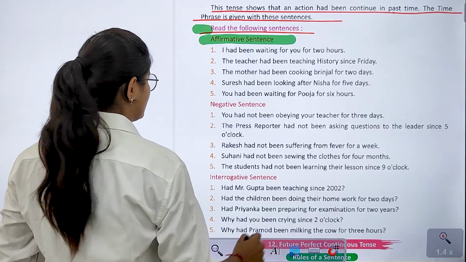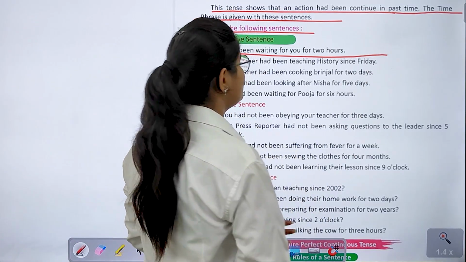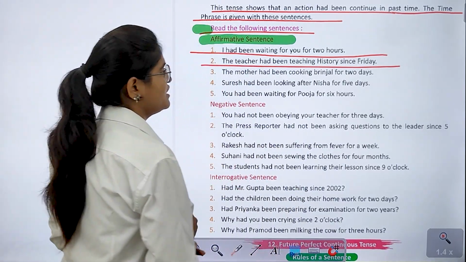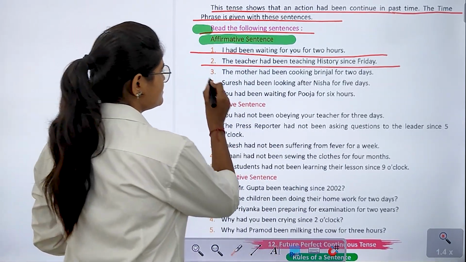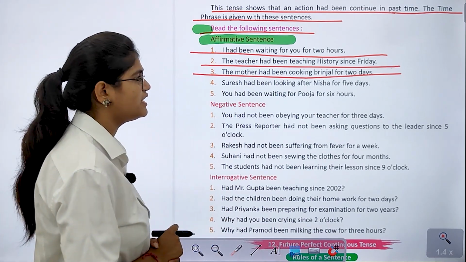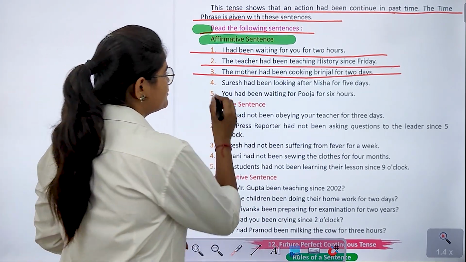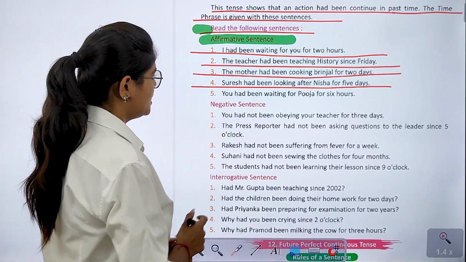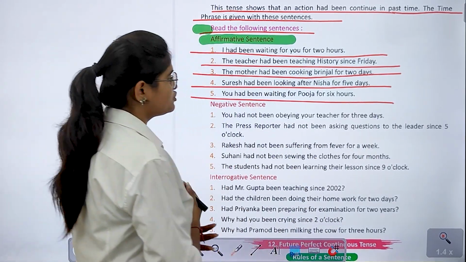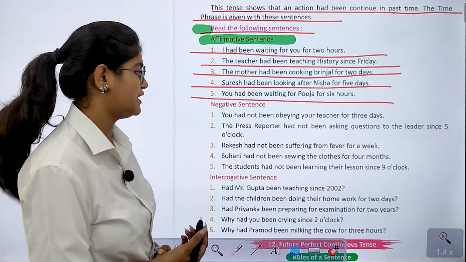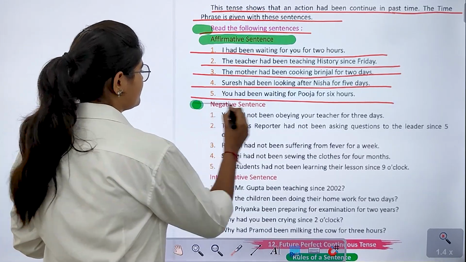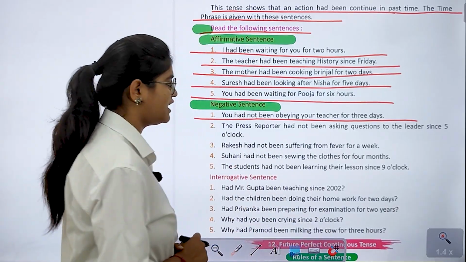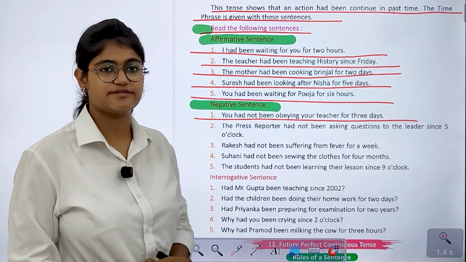So what are the affirmative sentences? I had been waiting for you for 2 hours. The teacher had been teaching history since Friday. The mother had been cooking brinjal for 2 days. Suresh had been looking after Nisha for 5 days. You had been waiting for Pooja for 6 hours. Right? After that, next we have negative sentences, which is: you had not been obeying your teacher for 3 days.